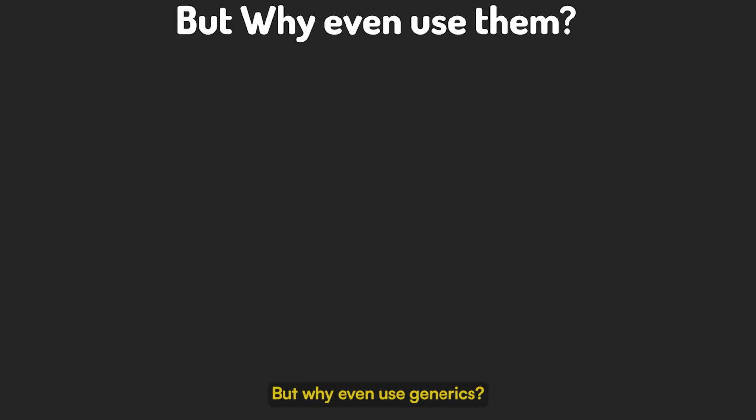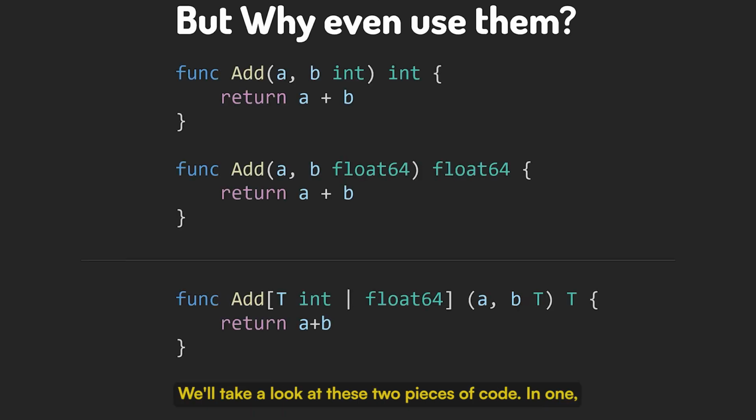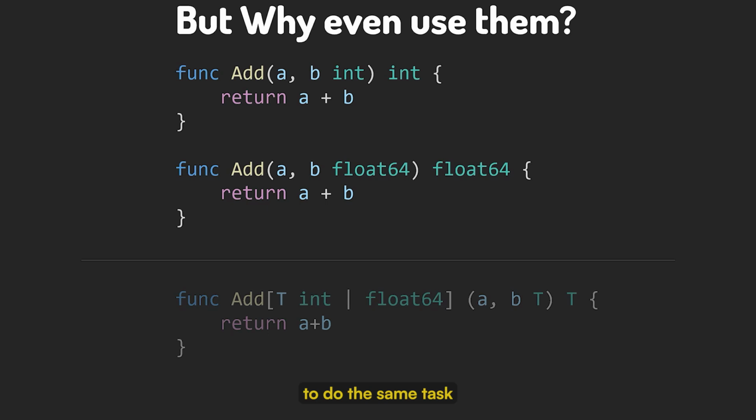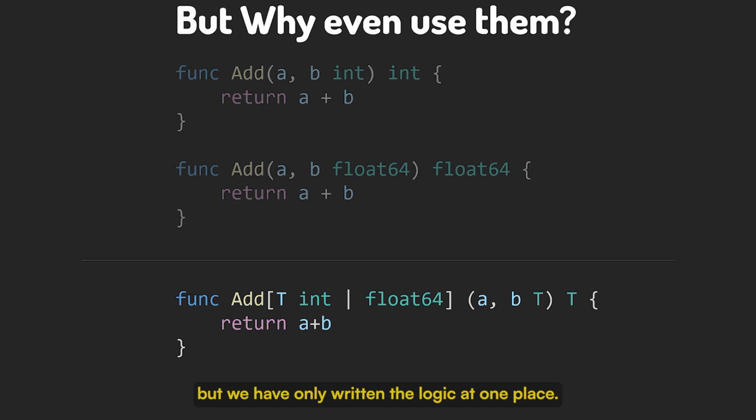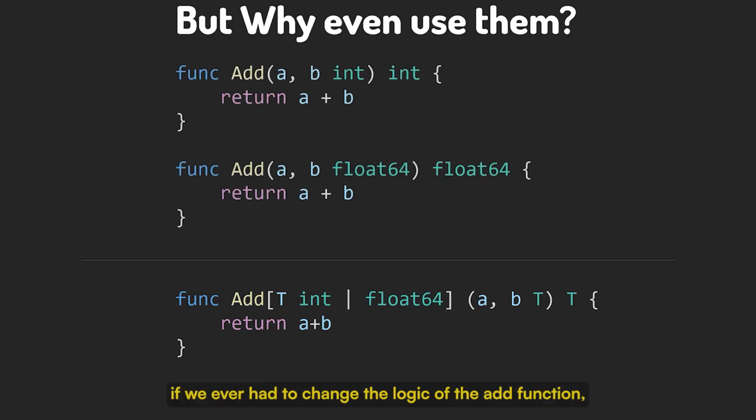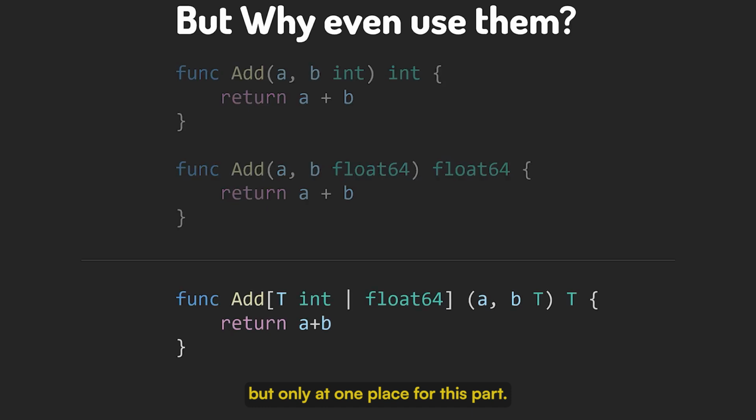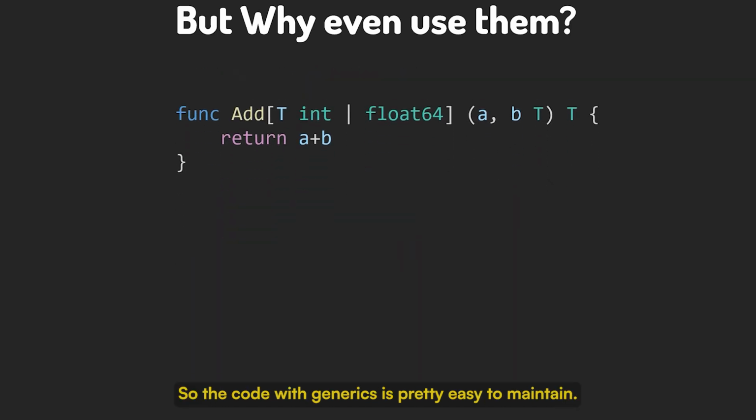But why even use generics? We'll take a look at these two pieces of code. In one, we have written two functions to do the same task on two different types, while in the other, we are doing the same thing but we have only written the logic in one place. Now, in the future, if we ever had to change the logic of the add function, we'd have to change it in two places for this part, but only in one place for this part. So the code with generics is pretty easy to maintain.